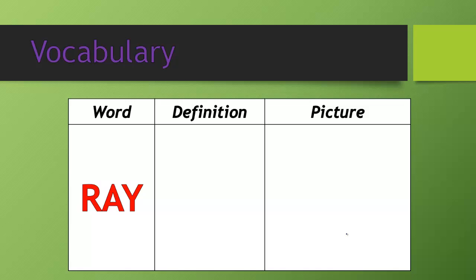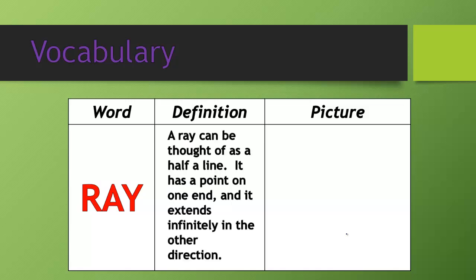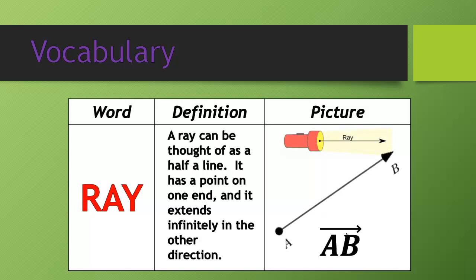All right, next we have a ray. A ray can be thought of as half of a line. So it has a point at one end, so it's a definite end point, but it goes infinitely in one direction. So, for example, we've got point A, and it goes all the way infinitely in this direction, and we put B on the end. So we would say ray AB, and this only has one arrow, and it's on the right side.